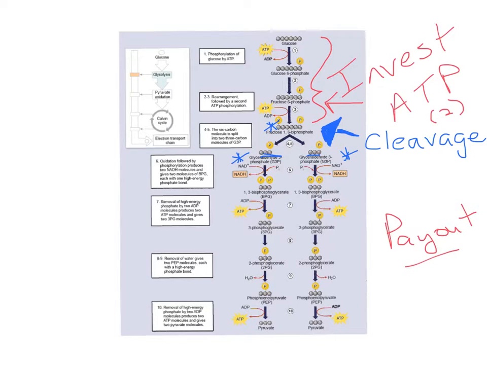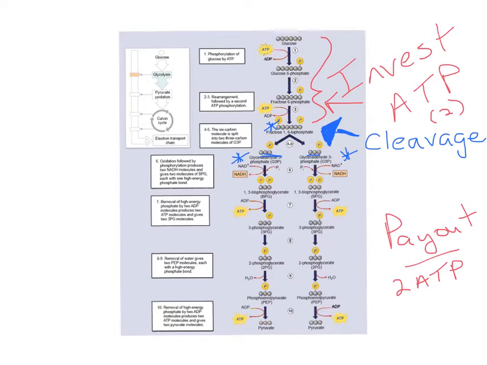And you get 4 out here, you get 1 here, 1 here, 1 here, 1 here. That's 4. So 4 minus 2, the 2 that you invested, and you end up with a total payout of 2 ATPs. But you don't just get 2 ATPs. You get the bonus of, and it really is a big bonus, these NADHs. And you get 2 pyruvates. And these 2 pyruvates are the key to what happens next.